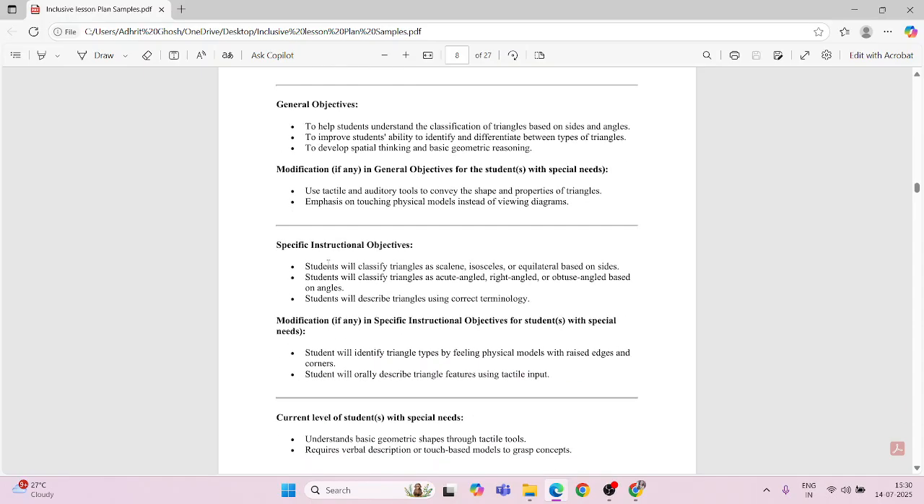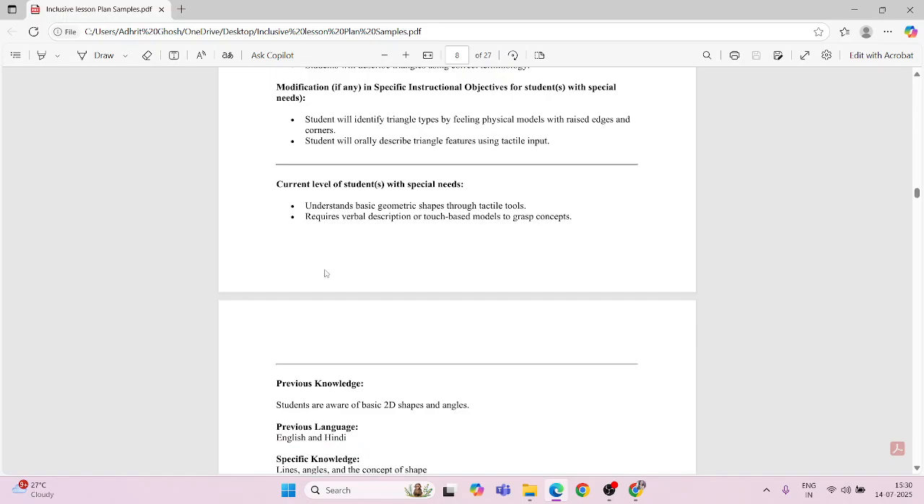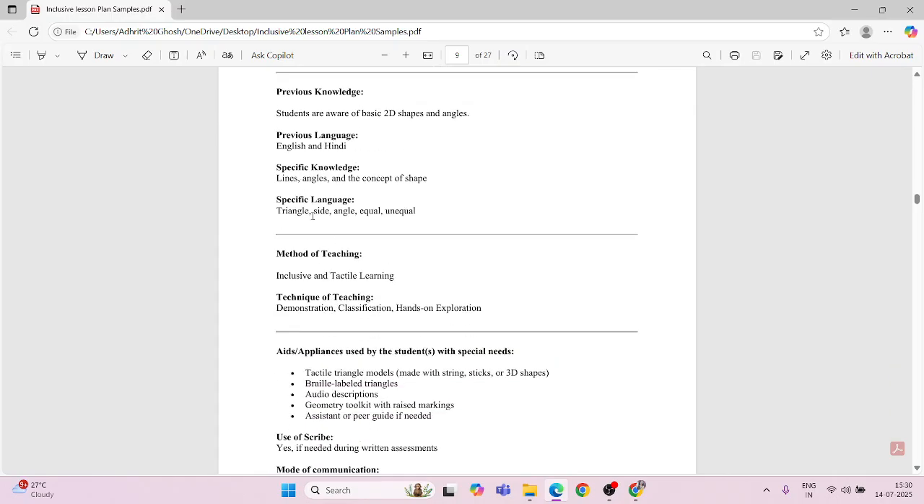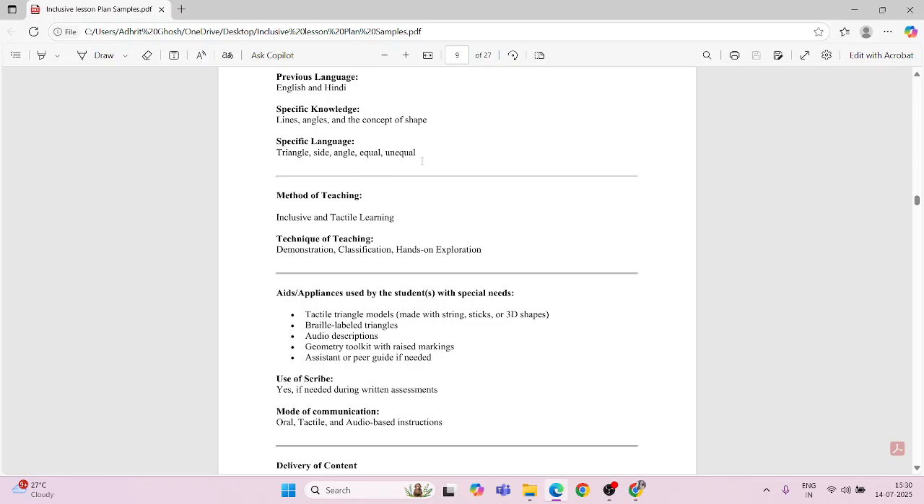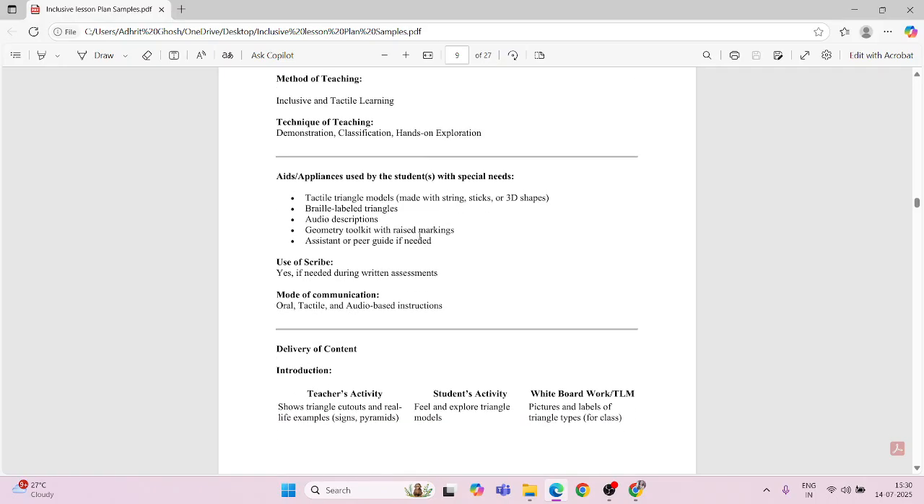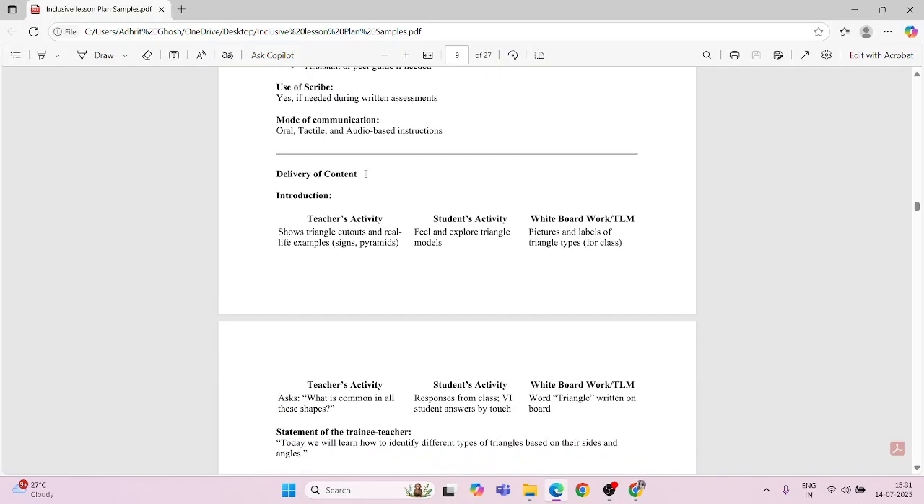So you see the modifications being made, then specific instructional objectives and the modifications being made, then the current level of the students, how much they understand, then the previous knowledge of the students, previous language, specific knowledge of the students, and the specific language that is being used. Specific language means what are the specific vocabulary, technical vocabulary required for teaching this particular lesson. Method of teaching, technique of teaching, aids and appliances being used. Here we are using braille level triangles, 3D shapes of triangular models, audio descriptions, geometry toolkit, all these things. Use of scribe here, if needed, the scribe may be used for written assignment. So mode of communication, oral, tactile, audio based.